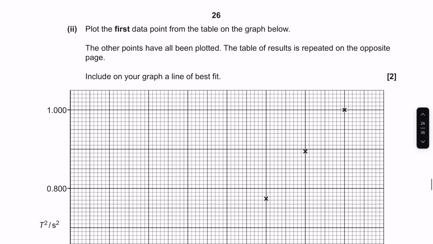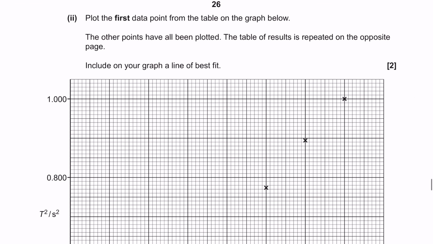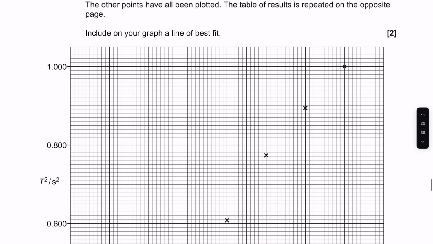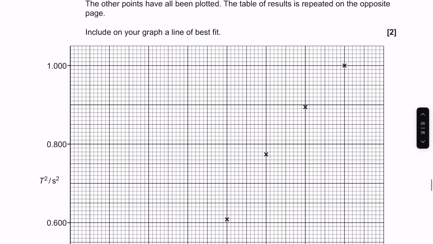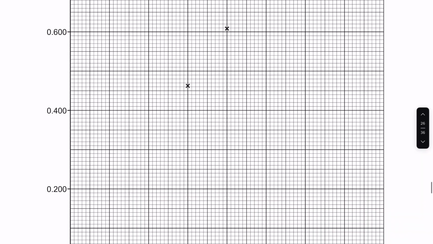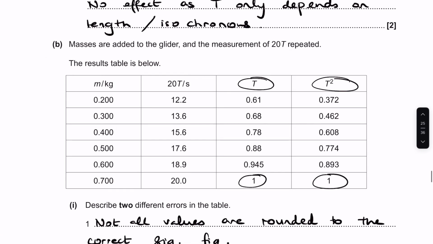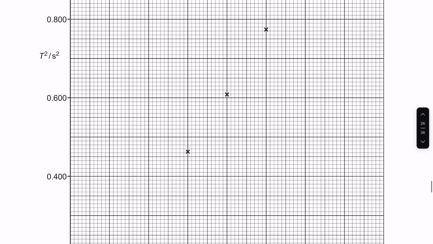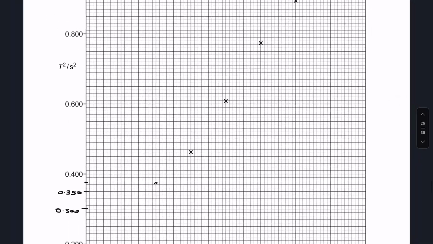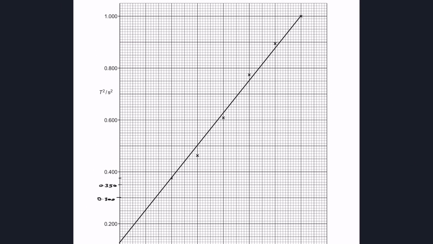For the next part, we have to plot the first data point from the table on the graph below, and then the other points have been all plotted. The table of results is repeated on the opposite page, and include on your graph a line of best fit. Lovely. So for the first value, it is 0.372. So that will be my value, and I just have to go ahead and plot the graph. So, okay, there we are.